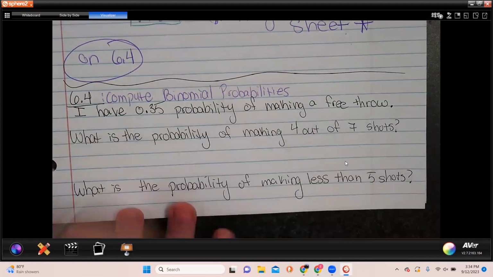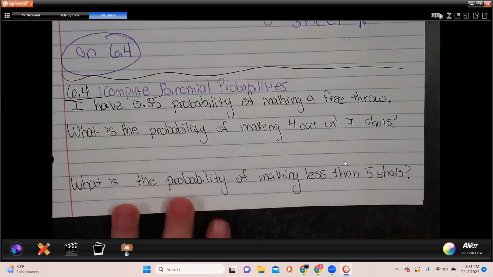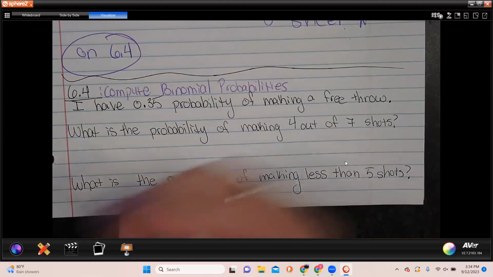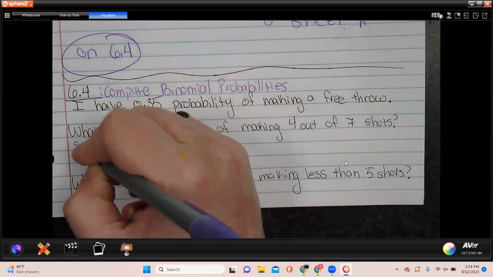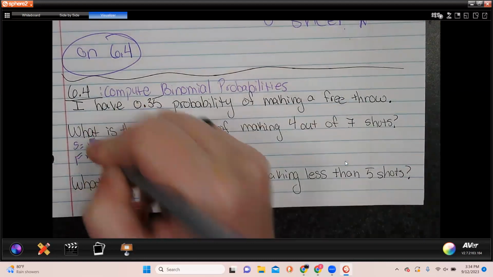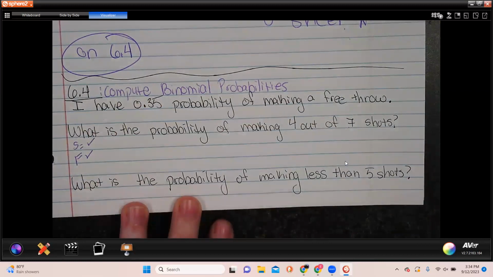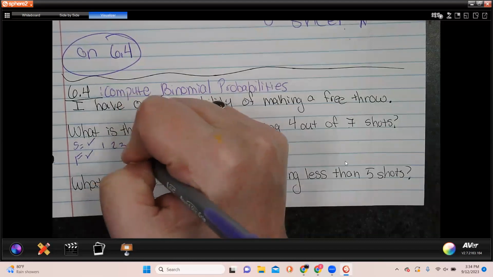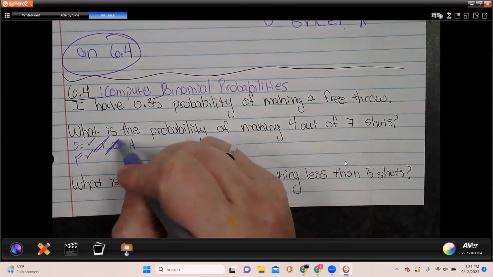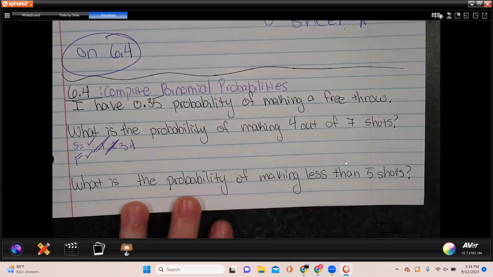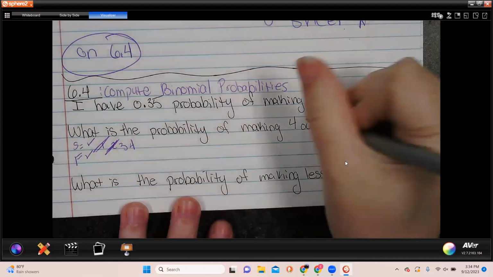Okay, so first we have to check if this is a binomial distribution. So I have a success, I make the shot. I have a failure, I don't make the shot. The success is equally likely every single time. So I have only two possible outcomes. I have a fixed number of trials. I have 7 trials. These are my number of successes.